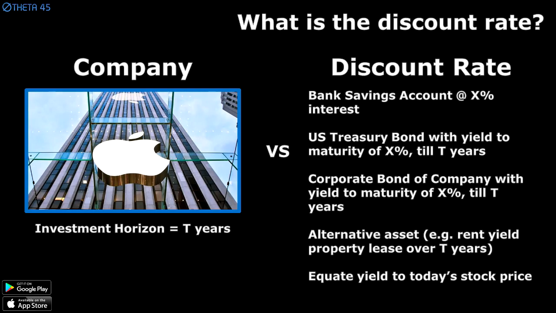Depending on your investment outlook, you can use a discount rate equal to the interest receivable from a savings account or a government bond with the same yield to maturity as the investment horizon. You can equate the discount rate to the corporate bond offered by the same company, or an alternative asset such as a property lease. You can also modify the discount rate till the value equals today's stock price to compare the discount rate over time or against another company.